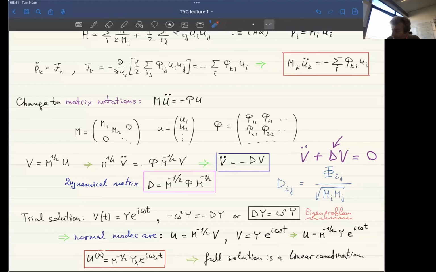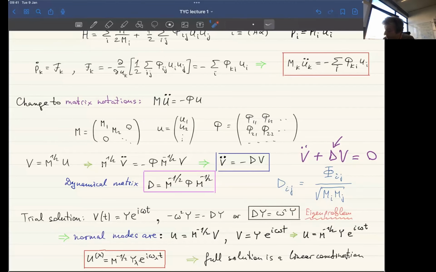So we assume that the vector V is a constant vector times this scalar complex exponential. If we take this trial solution and substitute it in here, we will see that the exponential factor cancels out. So we guessed correctly the time dependence of our solution, and we arrive at this equation for the unknown vector Y and unknown frequency omega, which we used here in the exponential term. And this is nothing but the eigenvector eigenvalue equation.